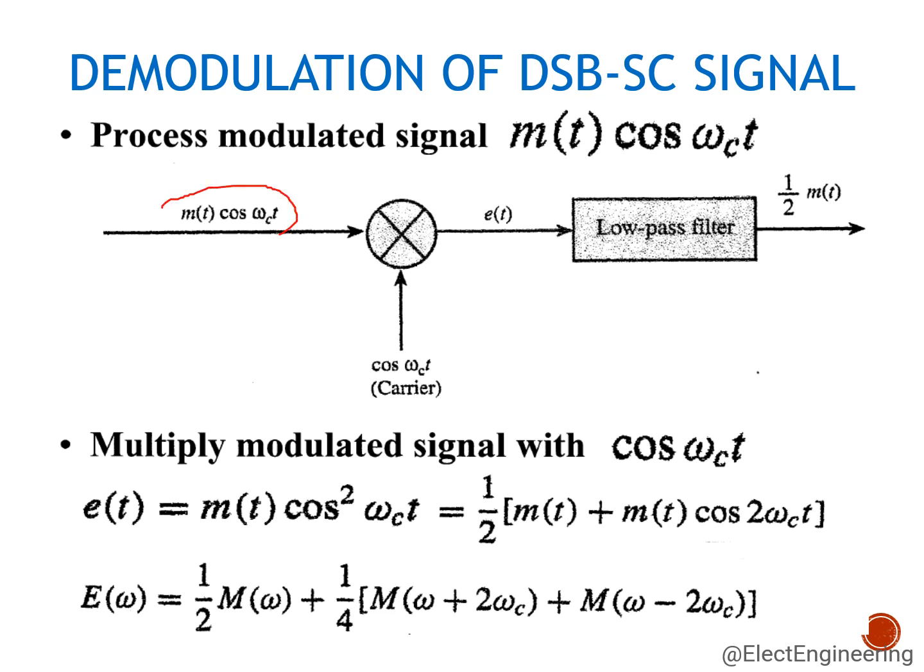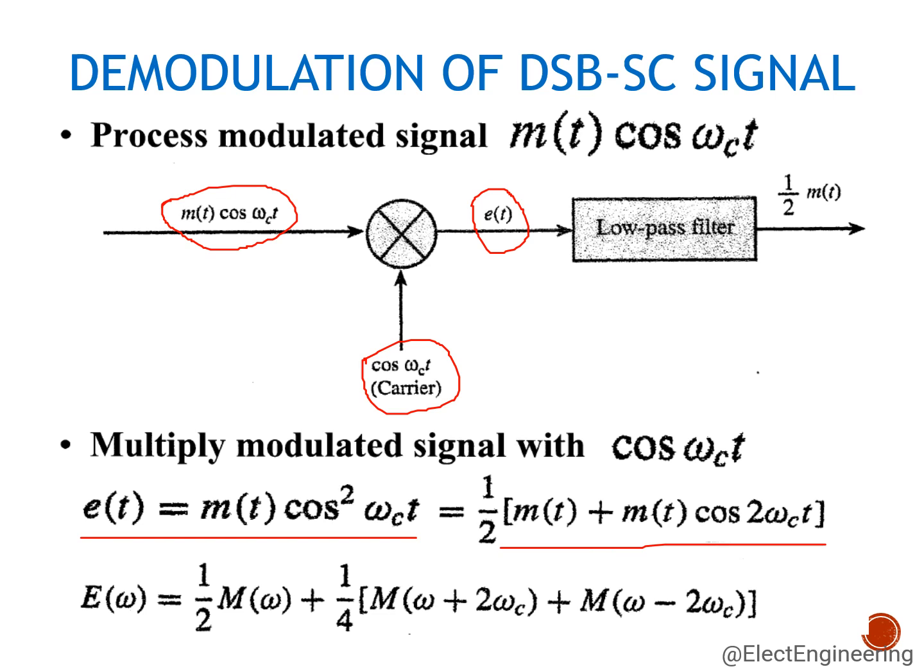So this is the amplitude modulated signal at the input that we want to demodulate. This is the carrier signal, the local oscillator, which has the same frequency omega c as the incoming AM signal. After multiplication, we get the signal e(t). That signal is represented by this expression. You can see we have cos squared omega c t. Now using a trigonometric identity, this cos squared omega c t can be converted into half times 1 plus cos 2 omega c t. So the square is removed and twice the frequency appears here.